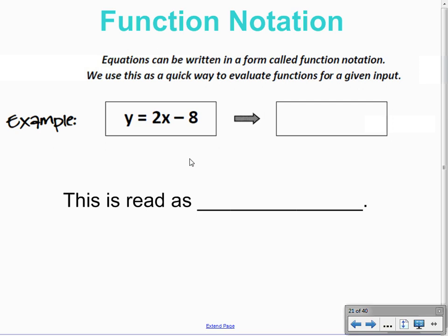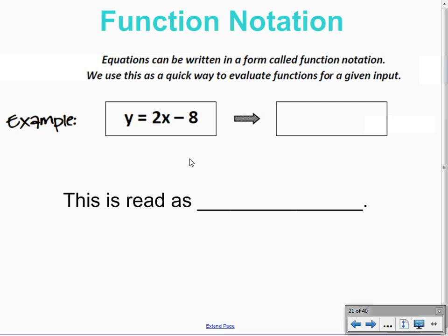Hi everybody, this video is going to talk about function notation and evaluating functions. So function notation is just a different way to write an equation. Typically we're used to seeing equations written as y equals something. In this example it's y equals 2x minus 8.